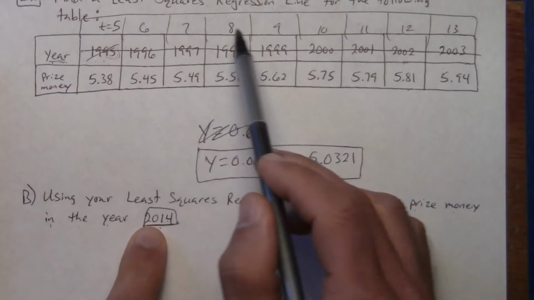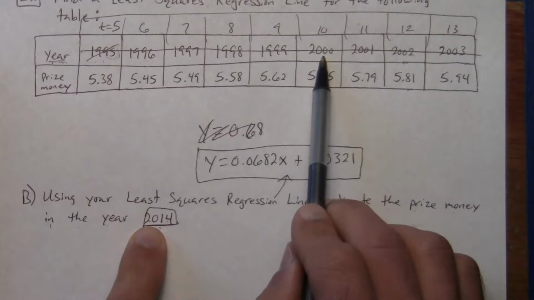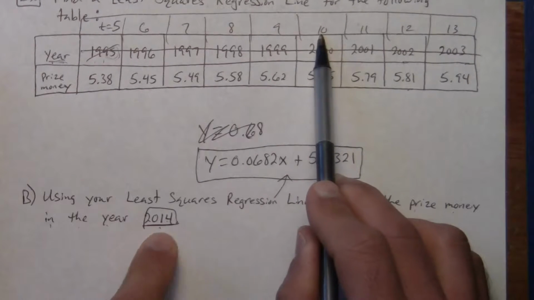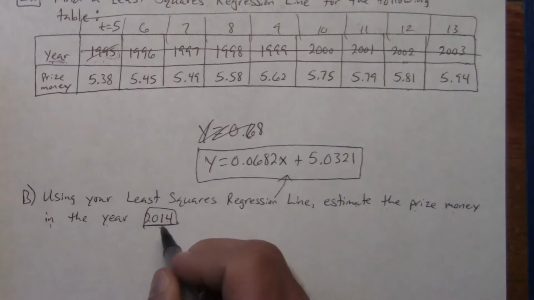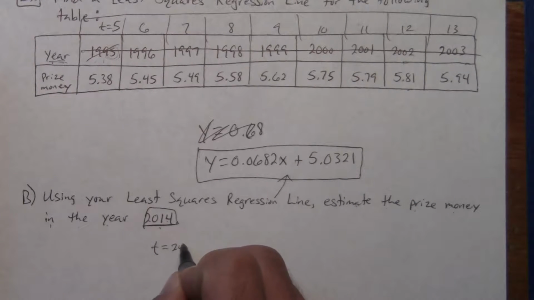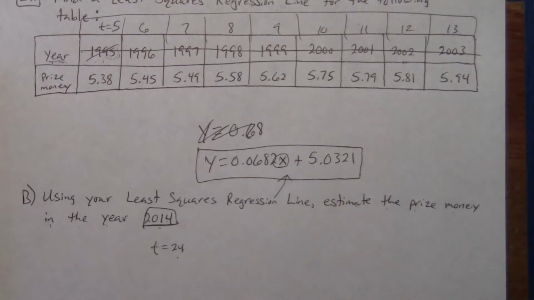And if you sat there and you counted it out, to get to 2000, that was the year 10, and then you would have another 14 years. So we would be saying that t is equal to 24 here. And you can always count it out if you don't believe me, but that's eventually what you're going to end up with. So you're going to take 24 and you're going to plug it in for x.